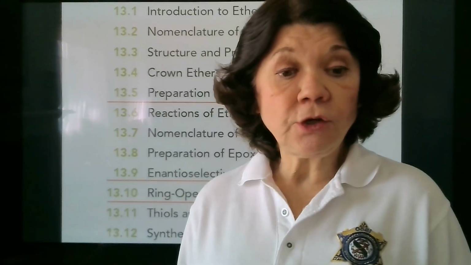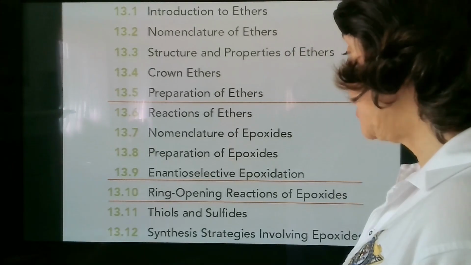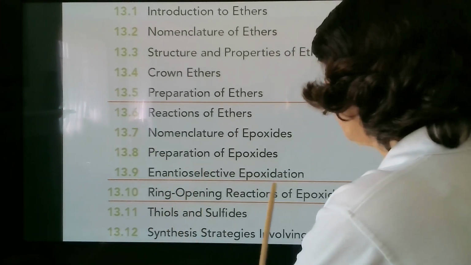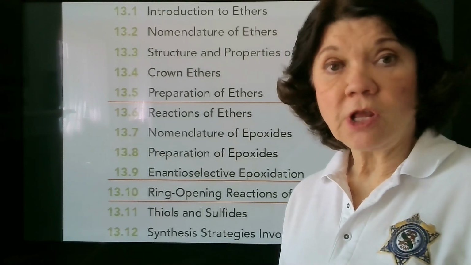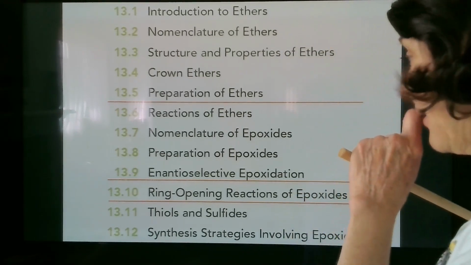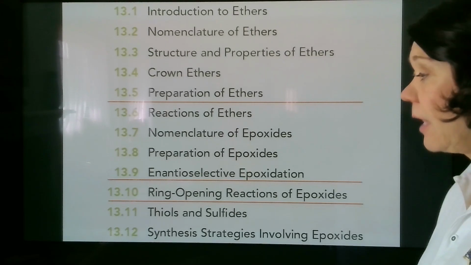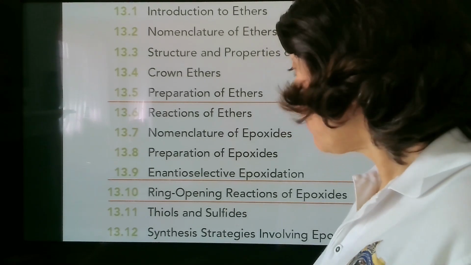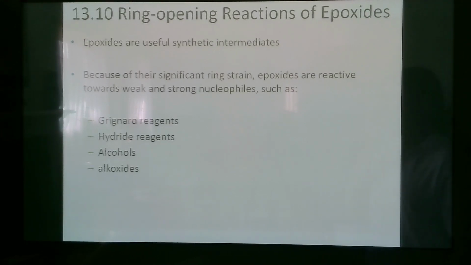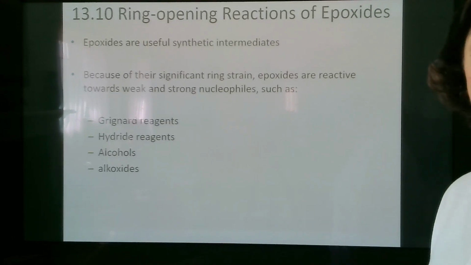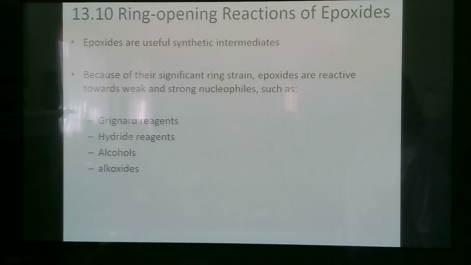Now let's continue with chapter 13, ring opening reactions of epoxides. This section is long enough, I think, that we can cover it separately from the last two sections. So, epoxides are very useful synthetic intermediates because of their significant ring strain. They're reactive towards both weak and strong nucleophiles.